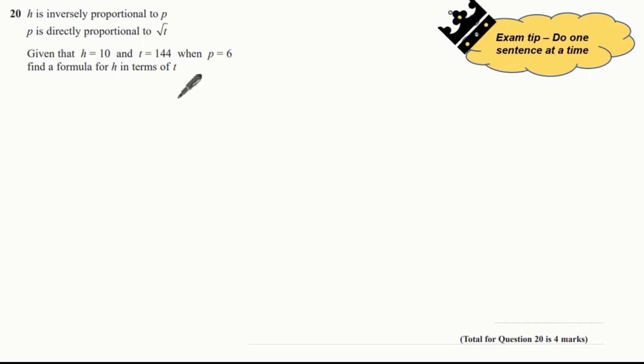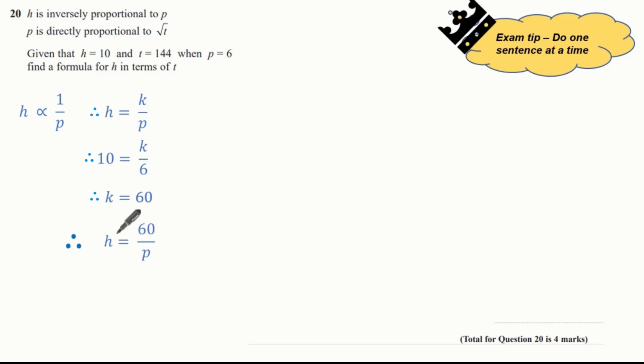H is inversely proportional to p. Using this notation, I can see h is inversely proportional to p. Replacing the proportionality sign with an equals k, so I know h equals k over p. Substituting that we know p is 6 for when h is 10, our equation is now 10 equals k over 6. Now we can find our constant k, which is simply 60. This means I've now found my first formula, which is h is equal to 60 over p.